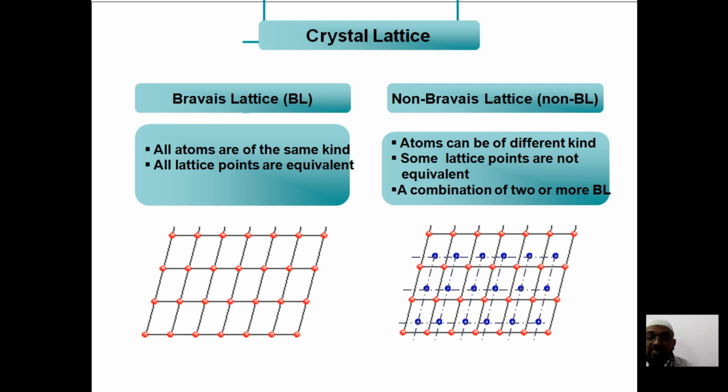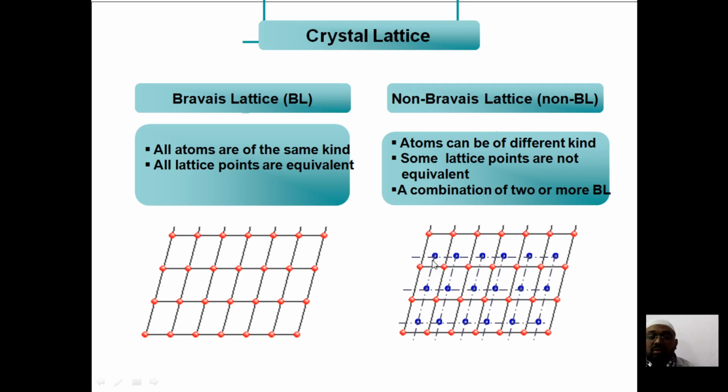Now you can see the first diagram. Let us consider these are atoms, arranged in this particular fashion. When you arrange the atoms like this, you will find that the environment about each atom is the same with respect to the neighboring atoms. What is a non-Bravais lattice? In a non-Bravais lattice, you don't find that two consecutive neighboring atoms have the same environment with respect to the other.